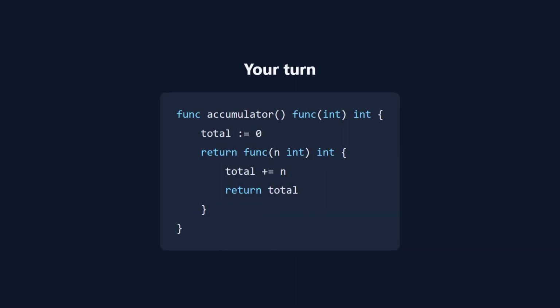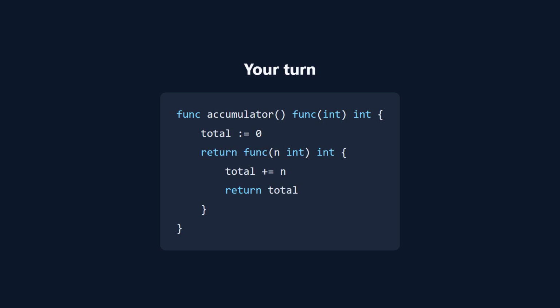Your turn. Write accumulator. It returns a function that adds its argument to a running total and gives back the new total. So calling it with 10, then 20, then 3 should print 10, 30, 33. Pause and write it. Here's the answer, and it is the counter from earlier with one change.